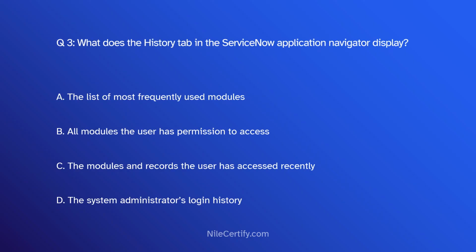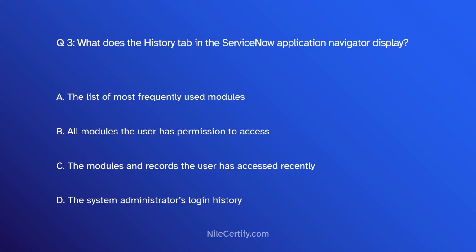Next question. What does the history tab in the ServiceNow Application Navigator display? Options are A, the list of most frequently used modules, B, all modules the user has permission to access, C, the modules and records the user has accessed recently, D, the system administrator's login history.